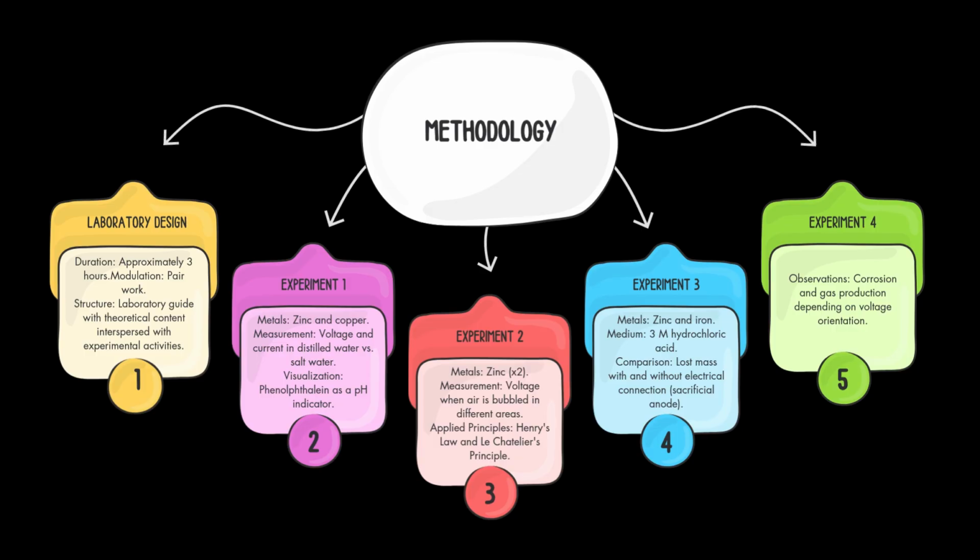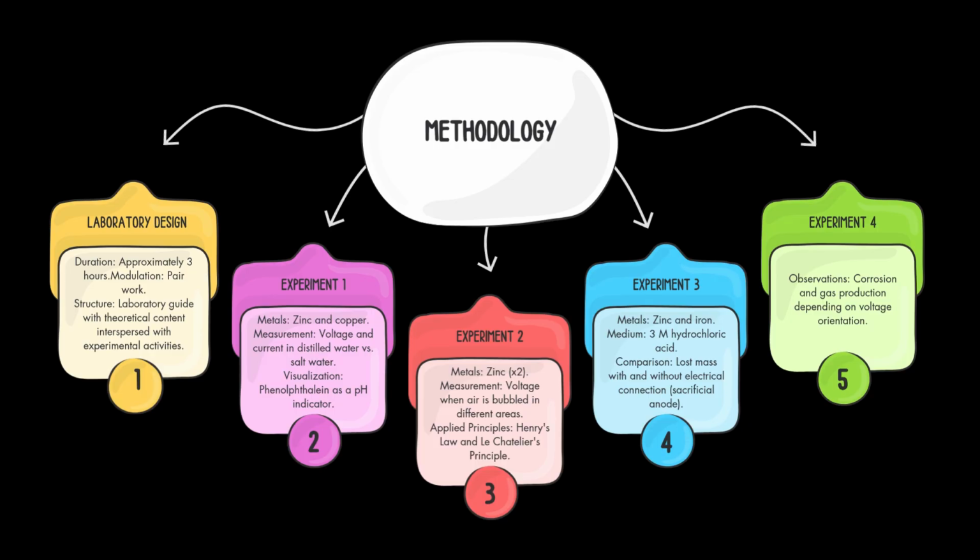Iron nails and zinc pieces are immersed and their mass loss is compared both when they are electrically connected and when they are not. This shows the principle of sacrificial anodes, as zinc corrodes preferentially to protect the iron. Fourth, the method of impressed current cathodic protection is introduced using a 9-volt battery.